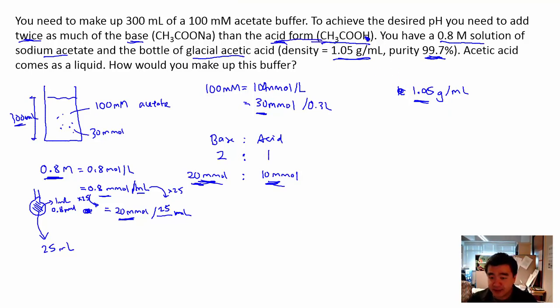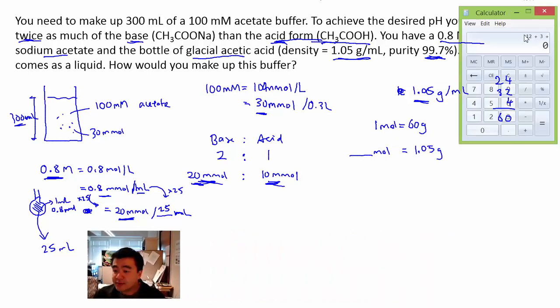Okay, so the acid form is CH3COOH. There's 2 C's in there, which means that is 24, plus 2 O's is 32, plus 4 H's is 4, which means the total of 60. Okay, so the molecular weight of acetic acid is 60, which means that 1 mole of acetic acid is 60 grams. Now, how many moles is 1.05 grams?